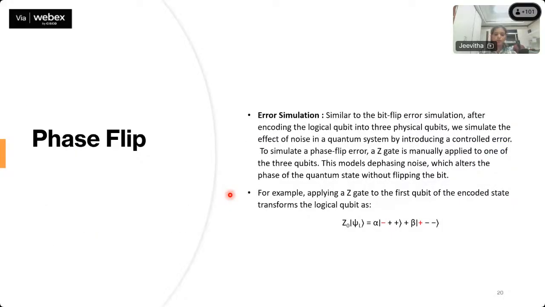Now we do a similar procedure like we did in the bit flip error. Here we simulate error again. We are mimicking the real noise. When we consider that there has been a Z error in the first qubit, this will be our state. You can see that here plus has flipped to minus, and here minus has flipped to plus. And this is in the plus and minus basis because we have applied the Hadamard gate in the encoding section.